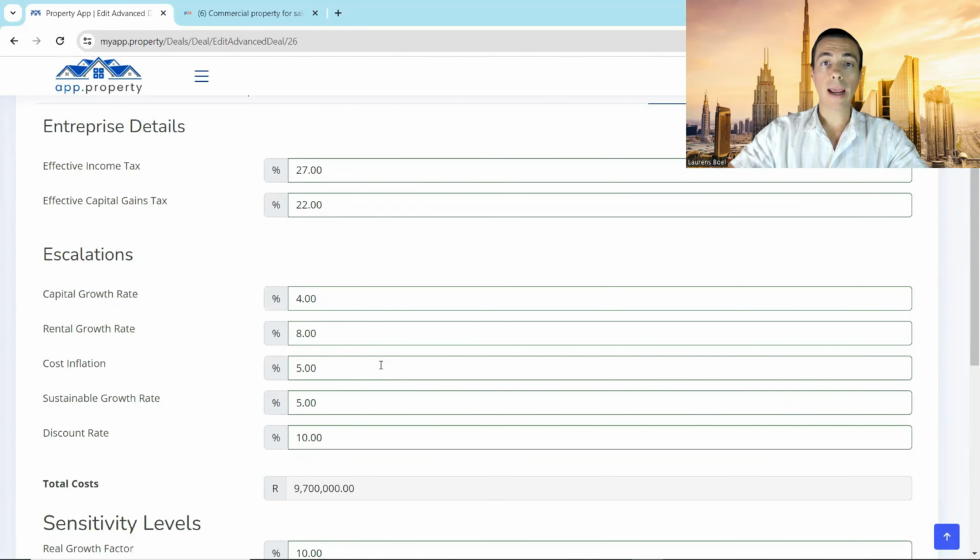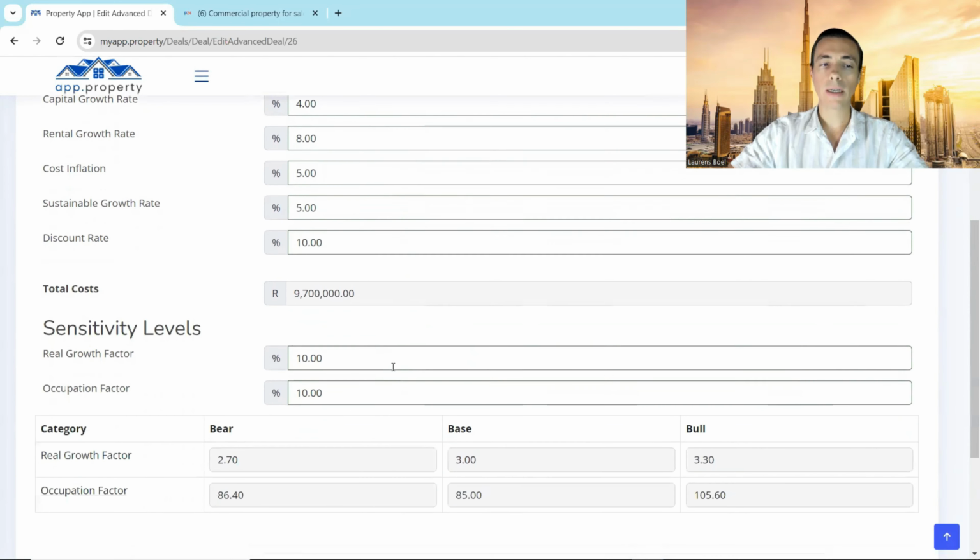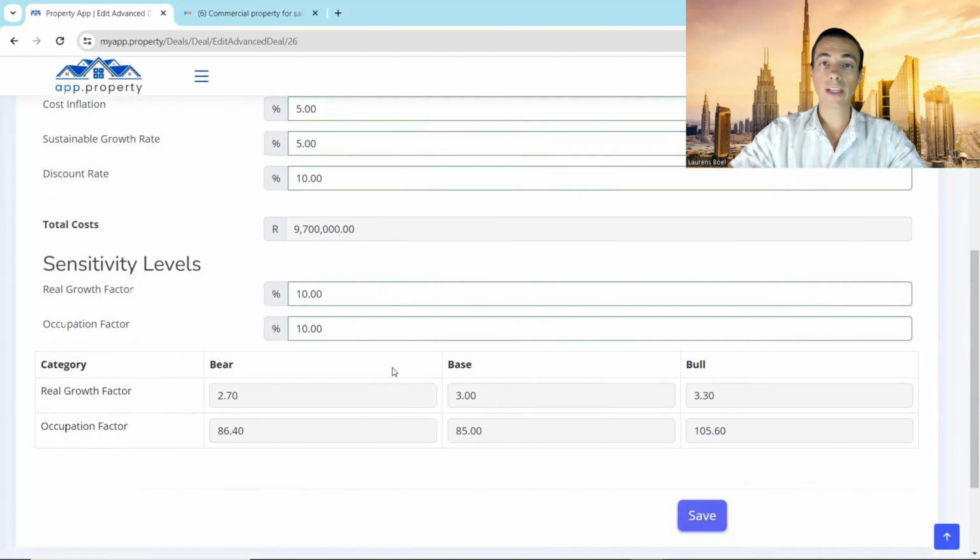I'm structuring this in a company. That's why I've got a 27% tax rate and 22% capital gains. My escalations are conservative with a 4% capital growth, 8% rental growth, cost inflation of 5%, and discount rate of 10%. I've got some sensitivity levels of 10% for real growth and for occupation.